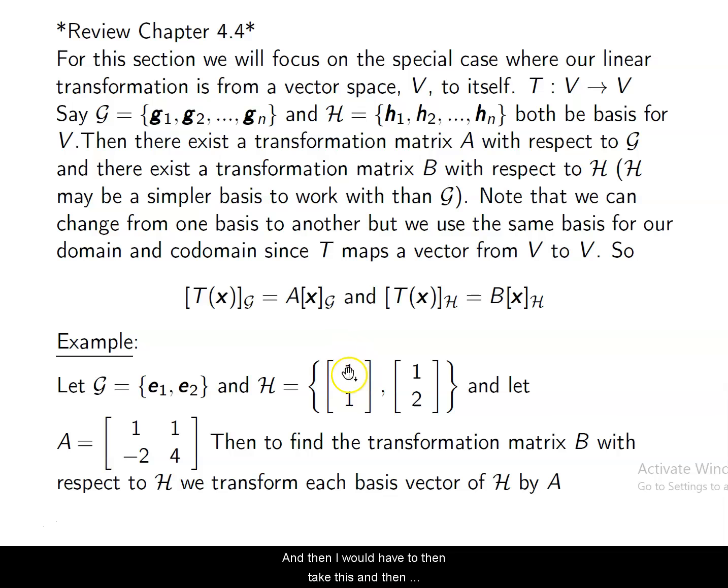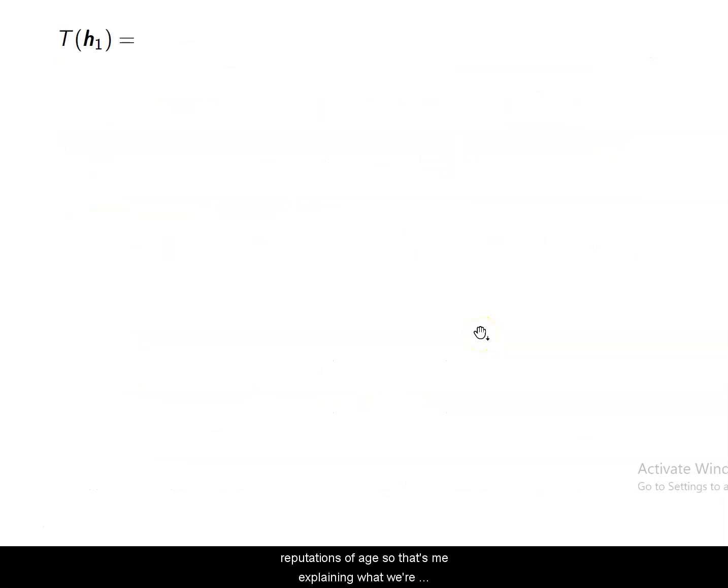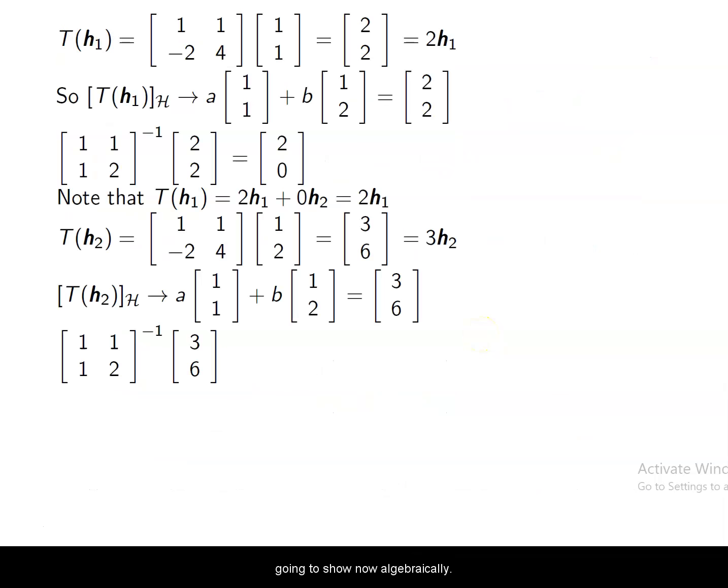And then I would have to take this and rewrite it in terms of H, because I need my transformation matrix, those vectors there, to be written in terms of H so that it can be a transformation matrix with respect to H and not with respect to G. So this is what I would get as a result, and each of those column vectors I would then turn into representations of H. So that's me explaining what we're going to show now algebraically.